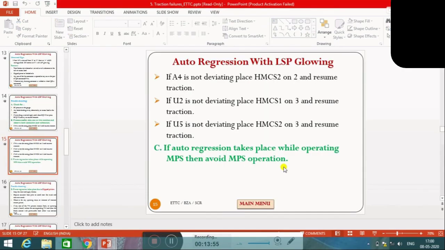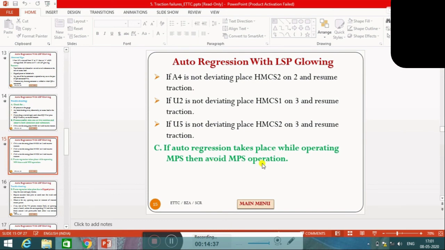Further, if auto regression takes place while operating MPS, then avoid MPS operation. So this is auto regression with LSP glowing at higher notches. We all know MPS is field weakening, which is available from 20th notch onwards. So to increase the speed, after applying the maximum voltage, the loco pilot uses this field weakening method. So whenever you are experiencing auto regression with LSP while operating MPS, then avoid MPS operation.